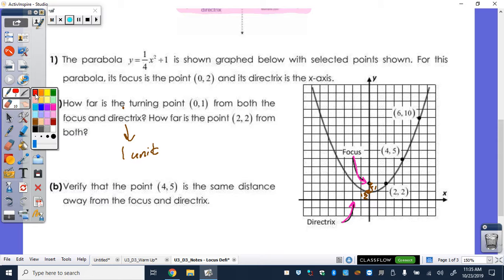So in the second question, it wants to know from the point (2, 2), what is the distance from the focus to that point, and then what is the distance from the directrix to that point? So if I start with my focus, how far away is it from that point? 2. And then how far away from it, from the directrix, is that point? 2.